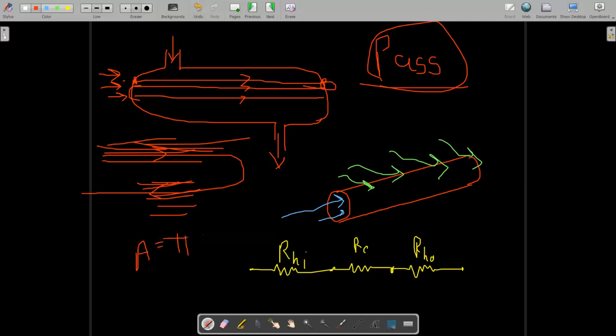Okay, surface heat transfer is πD, not our cross section area. The cross section area is only used in mass flow rate. Okay, and πD and whatever the length of the tube. So this is the surface area.